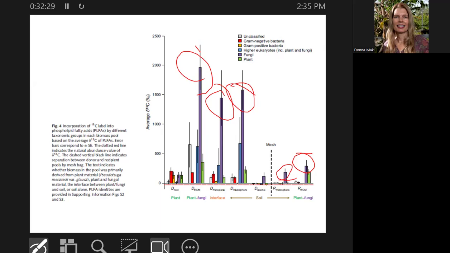By the way, they did this through phospholipid fatty acid profiles. I've talked about that in microbial ecology. It's a pretty slick procedure where you can take a soil sample and extract out the phospholipid fatty acids from all the living organisms there, and you can tell who's there just based on that. It's really a slick procedure. Okay.